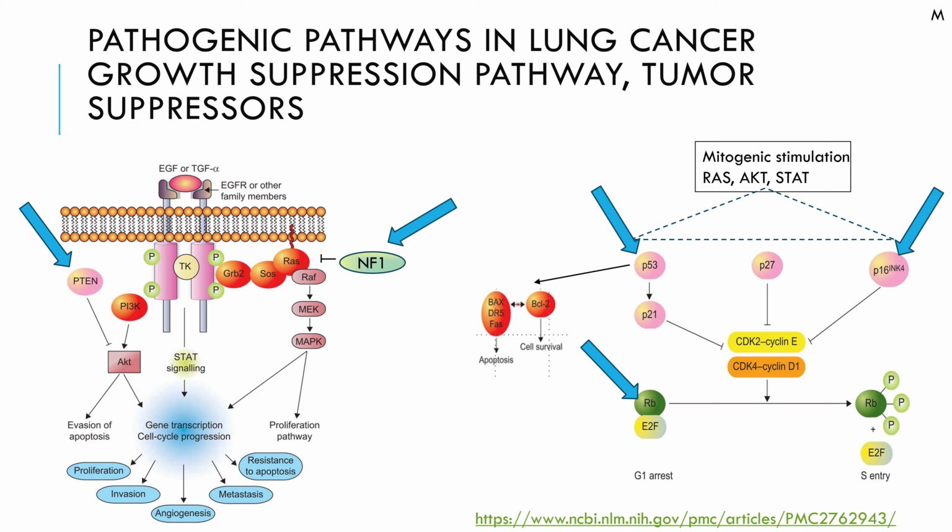Matthew? Thank you. And I think these little black labels, G1 arrest, S entry, have to do with different phases during the cell division process. So you kind of see a progression from one phase into another phase. That's kind of what the mechanism is implying.